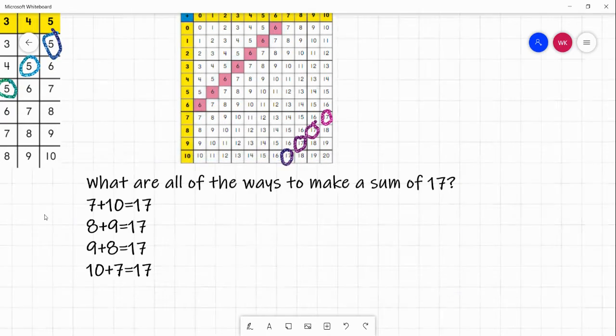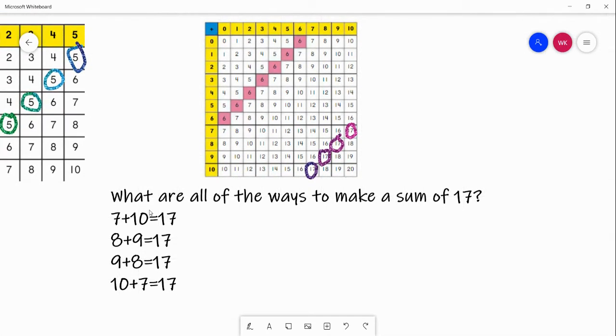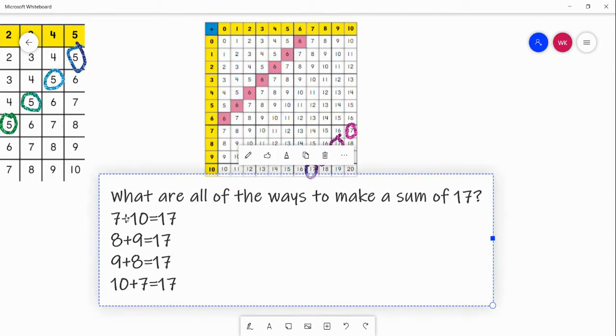So what do you notice about our pattern? They all equal 17, right? Our sum is always 17. But let's look at the left side add-ins. Our left side add-ins are going up by 1. So 7, 8, 9, and 10. They're all going up by 1. They are increasing by 1. And our add-ins on the right are all going down or decreasing by 1. We have 10, 9, 8, 7.